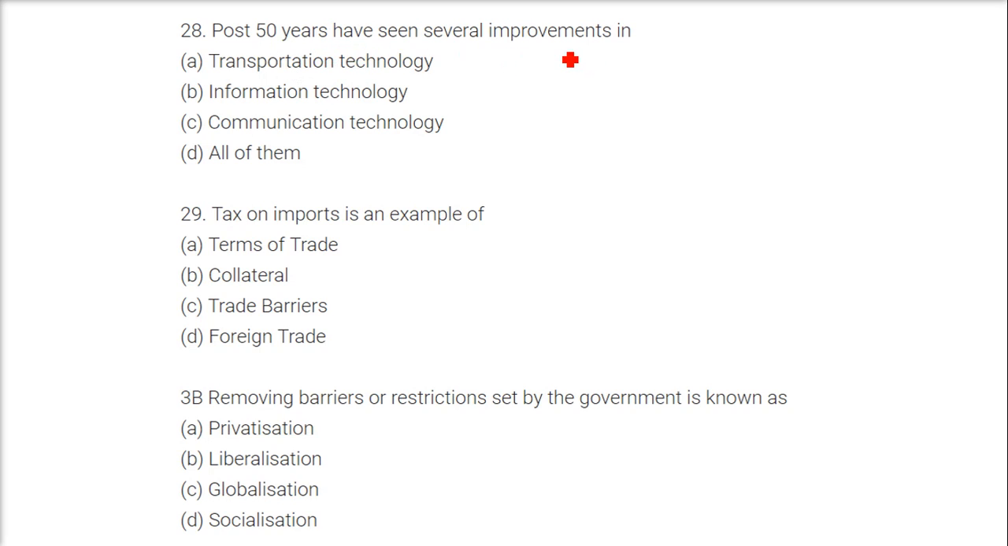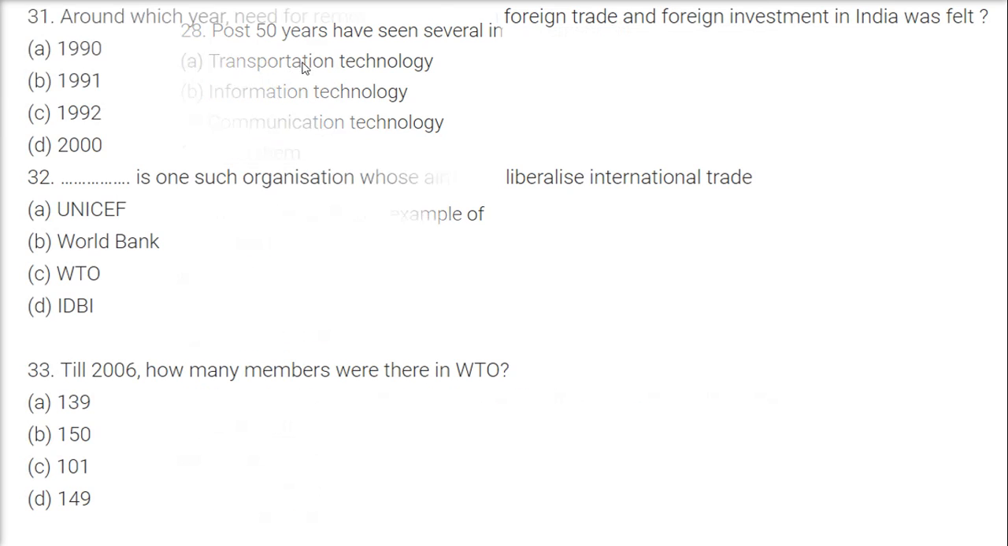The past 50 years have seen several improvements in, what is the answer? It's transportation technology, information technology, communication technology, that is ICT, information and communication technology. So the answer is all of them. Tax on imports is an example of trade barriers. Tax on imports is a trade barrier. Removing barriers or restrictions set by the government is known as, the answer is liberalisation.